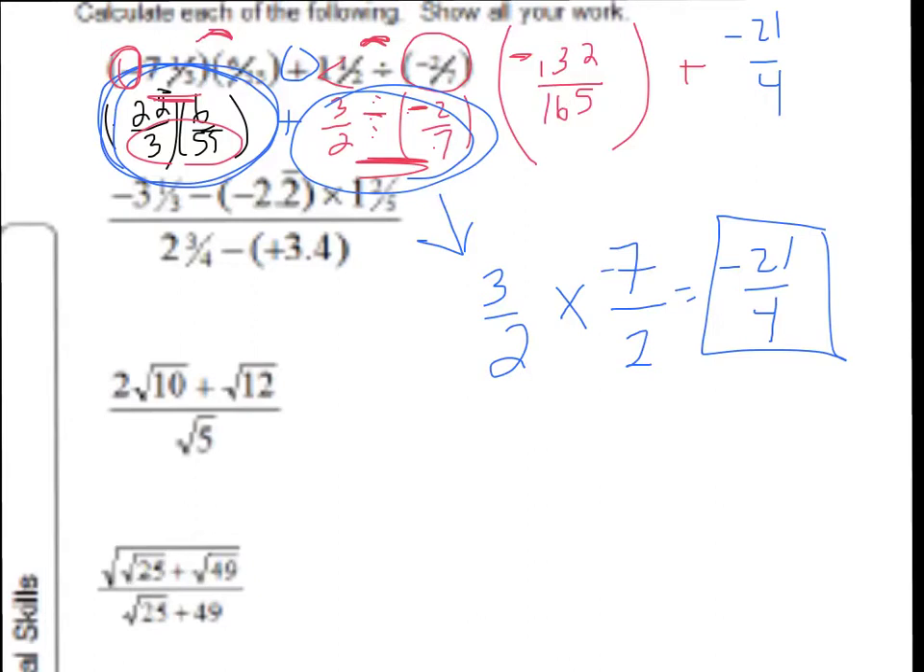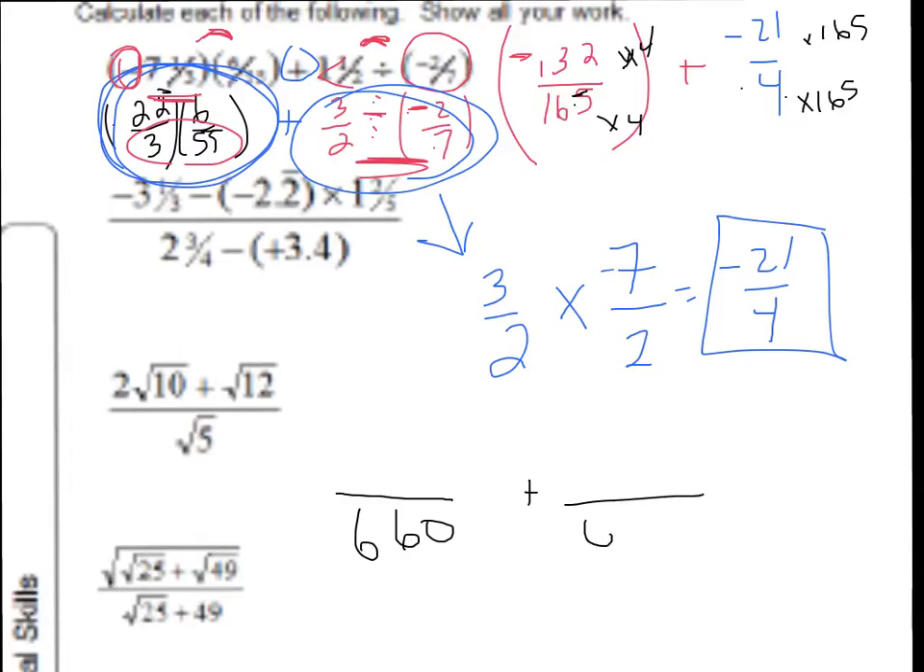So what I'm going to need is common denominators. So I'm going to multiply this by 165 and the top here by 165. I'll multiply this guy by 4 and this guy by 4. Again, remember the easiest way to get common denominators is just multiply the bottoms together. I'm going to do that way down here on the bottom. I get 660 on the bottom there, because 4 times 165 and 165 times 4.